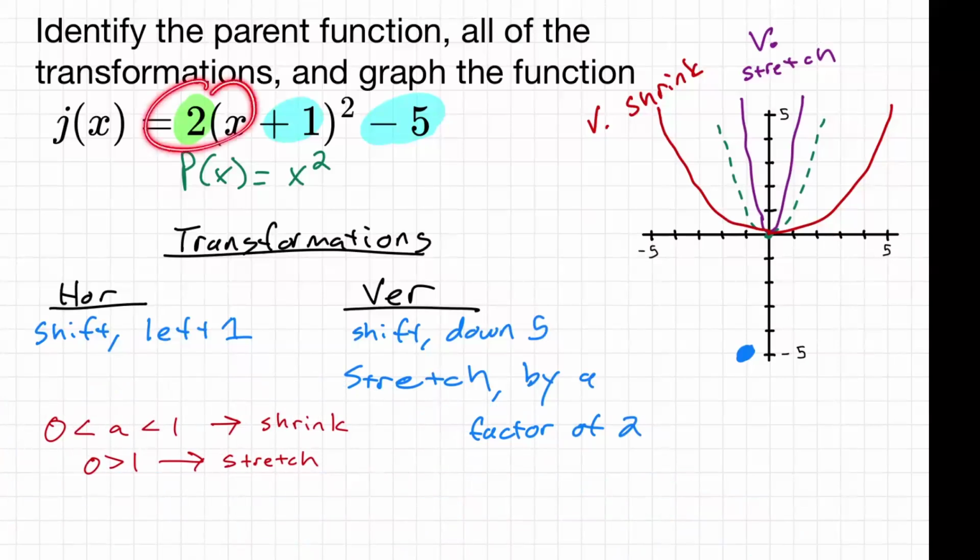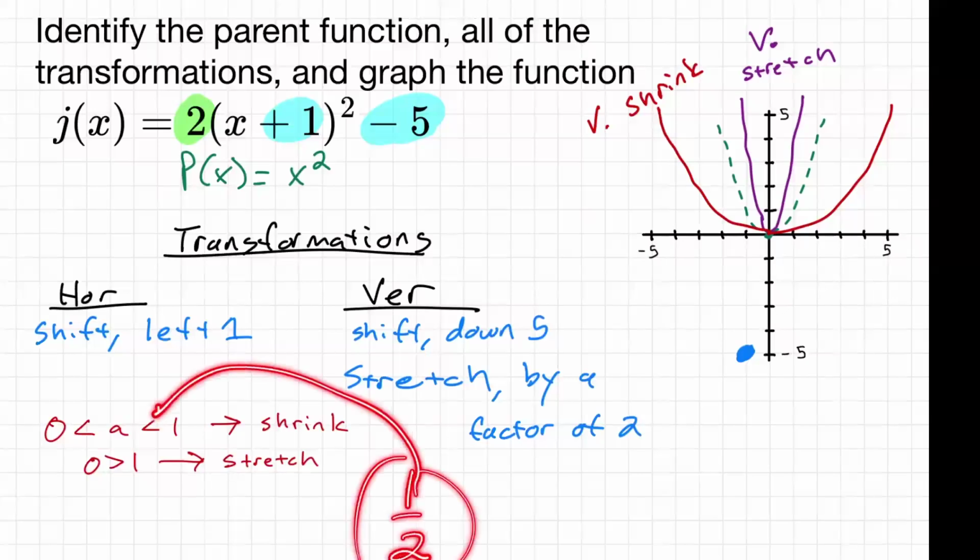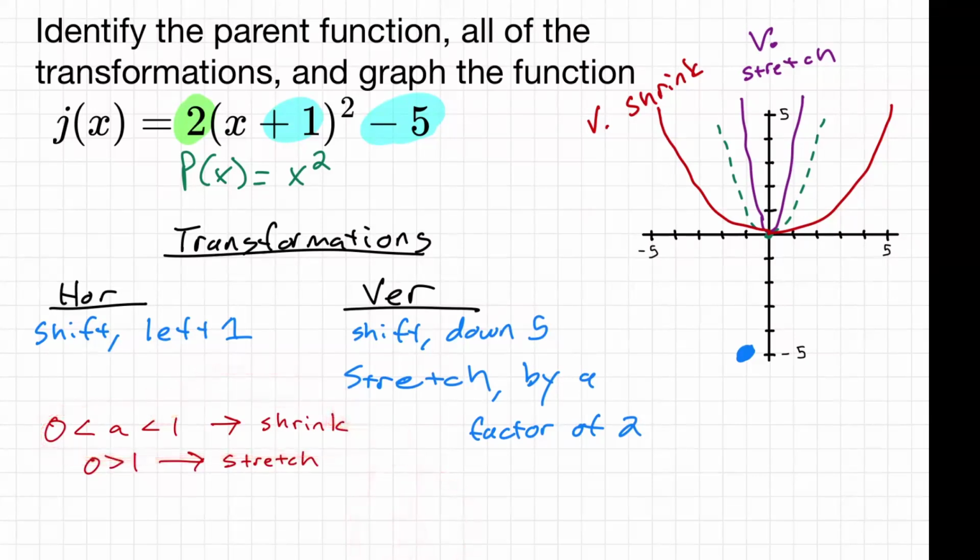So keep in mind, 2 is bigger than 1, so that's a stretch. But if I threw something in there, like say 1/2, that's all of a sudden less than 1, it's a shrink. We wouldn't use 0 itself because 0 would get rid of that stuff altogether, right? 0 times something squared, I don't even have it anymore. Why didn't I talk about negatives?